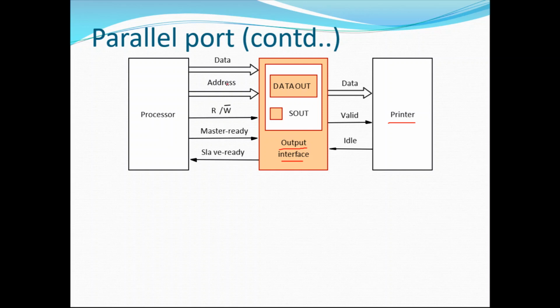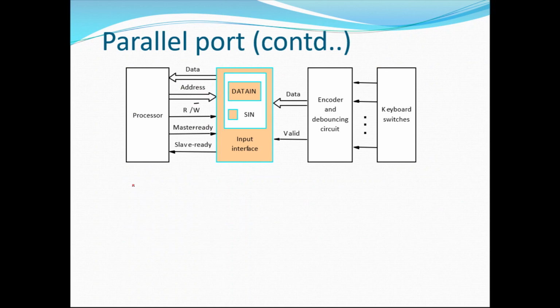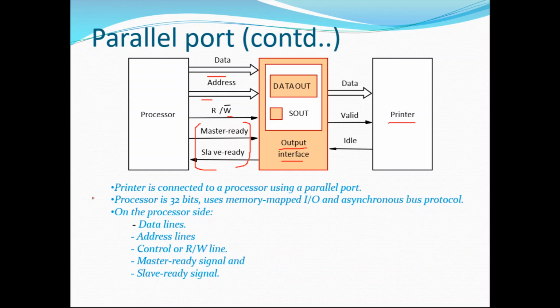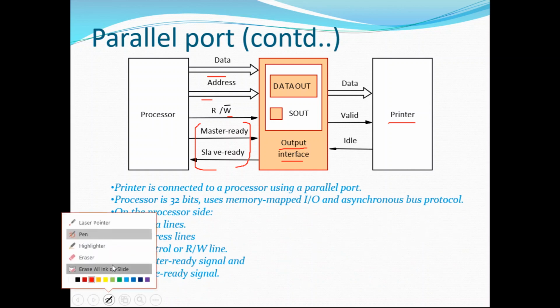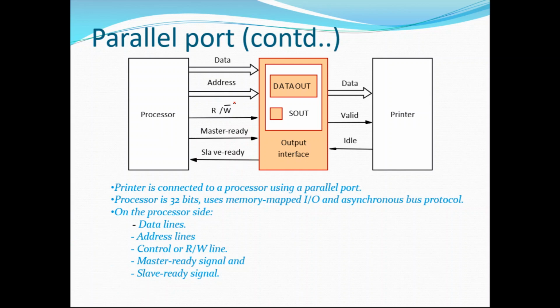And on the CPU end, you can see there are the data bus, address bus, the read and write control lines, and the handshake signals, master ready and slave ready. The slave ready will be asserted when the data is available. Once the data is read, the input interface will also assert the slave ready. This is what we discussed in the previous class. All those things will happen automatically. Fine. So coming to writing something to a parallel device, what will happen?